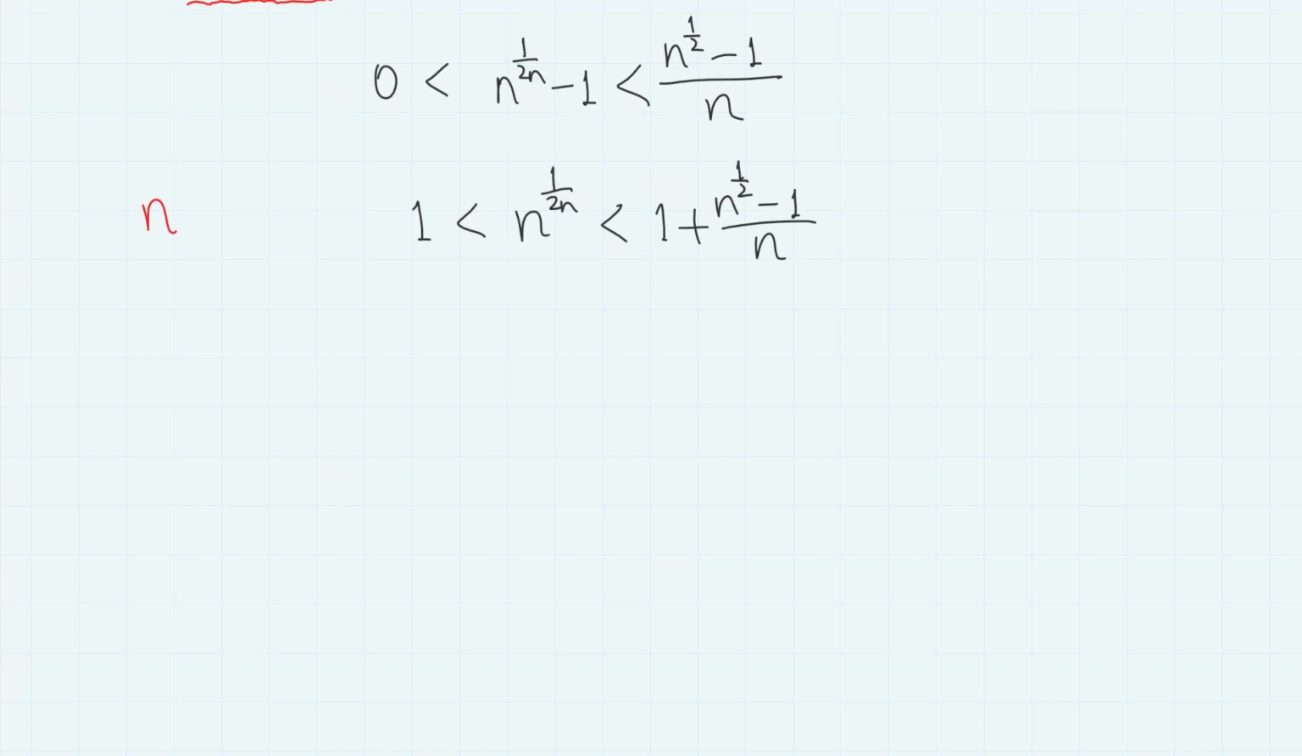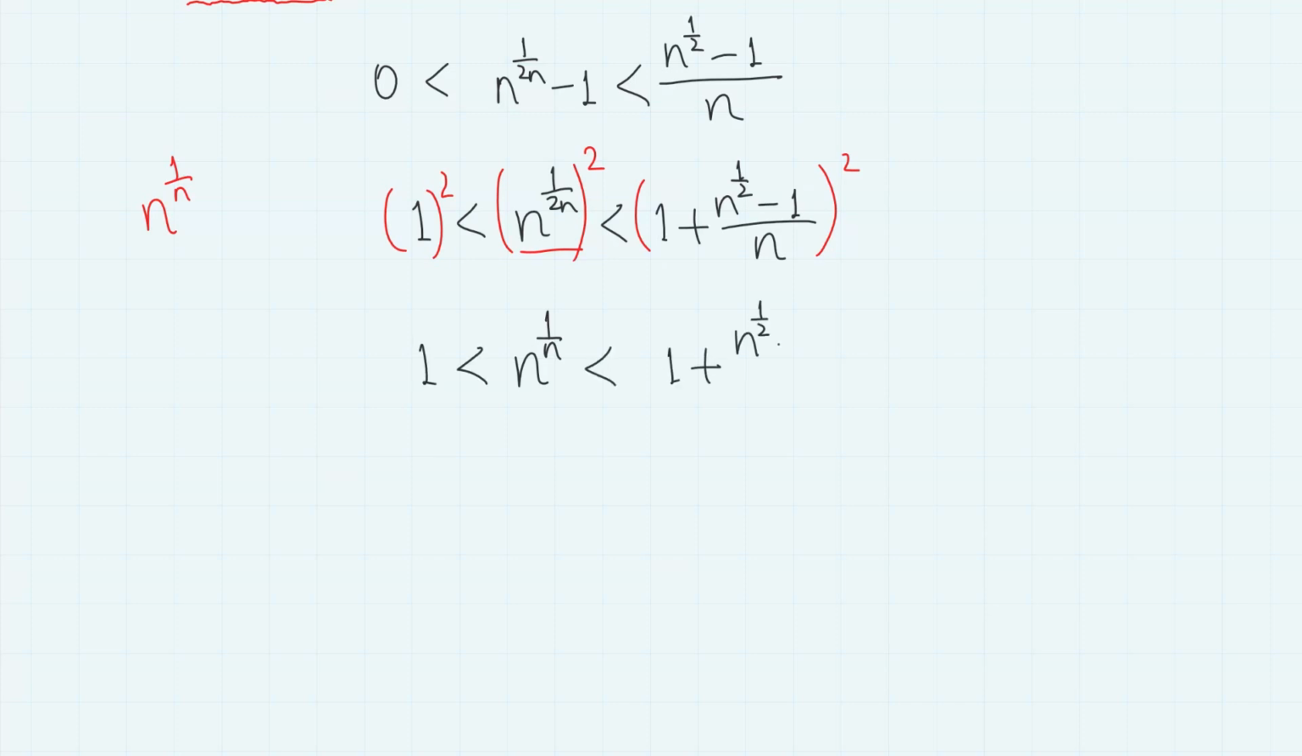But we want n to the power of 1 over n, not n to the power of 1 over 2n. Therefore, we square the entire inequality, which we can totally do since all terms are positive. This gives n to the power of 1 over n is greater than 1 and less than 1 plus ((n to the power of 1/2 minus 1) over n) squared.